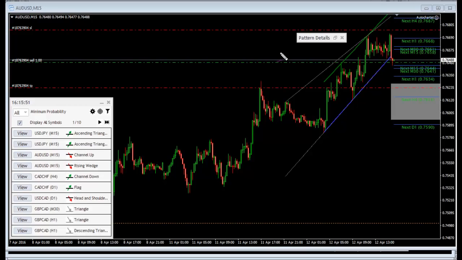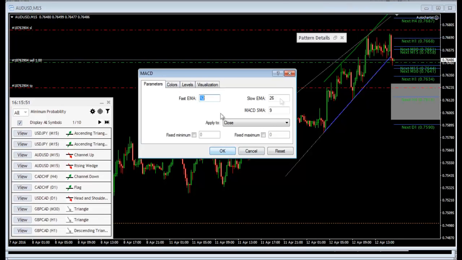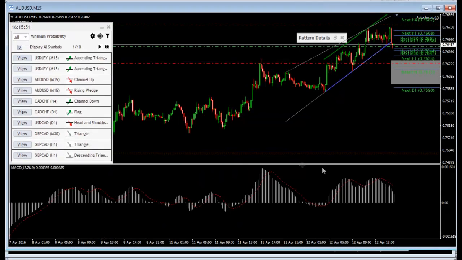So if you're able to see it visually, you're going to get the most out of it here. So let's go ahead and put up an oscillator here. Let's put up the MACD just so you can see that. Again, I'll just use the standard 12-26-9 settings here.